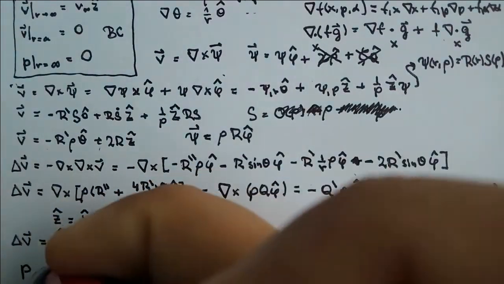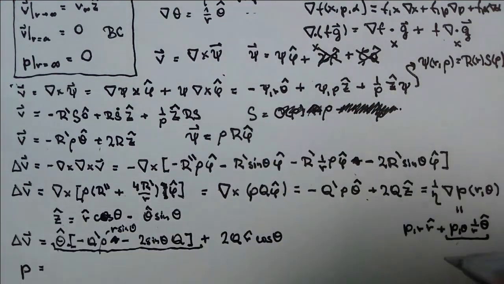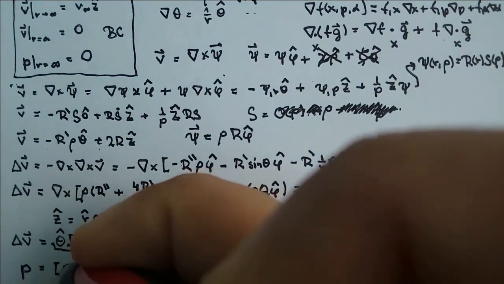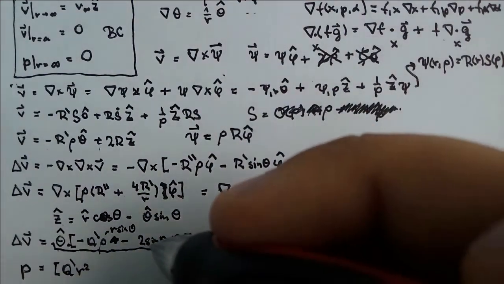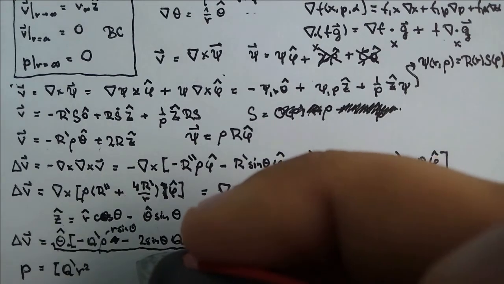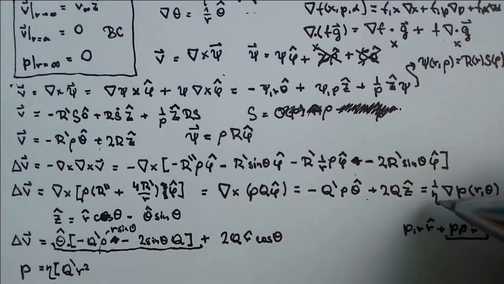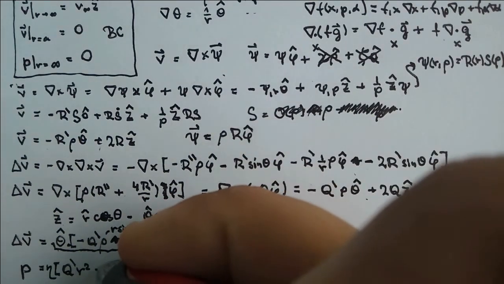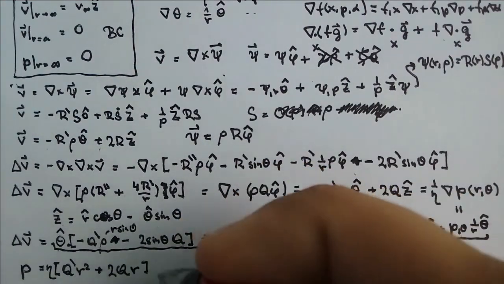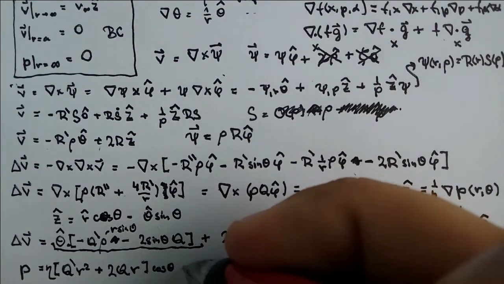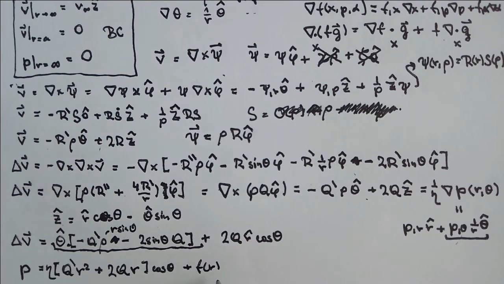Pressure is equal to minus sine integration is plus cosine, so there should be q prime r squared, because there is r and r squared from this, and there should be also eta, because there is 1 over dynamic viscosity eta, plus 2 times q r times cosine of theta, and generally there would be another function which does not depend on theta.